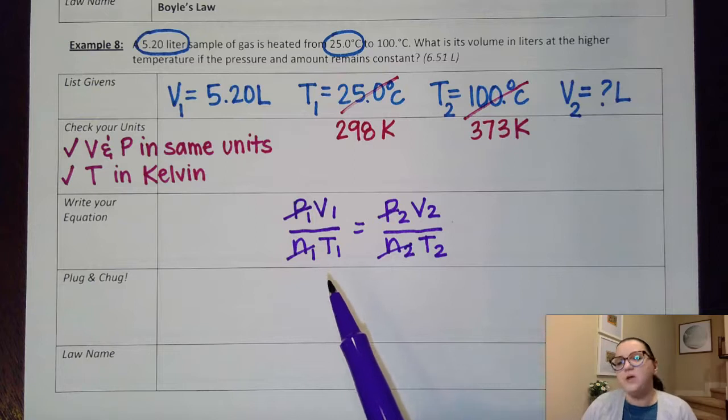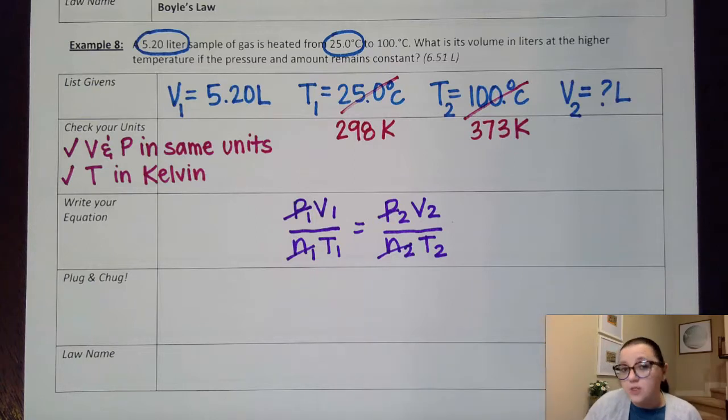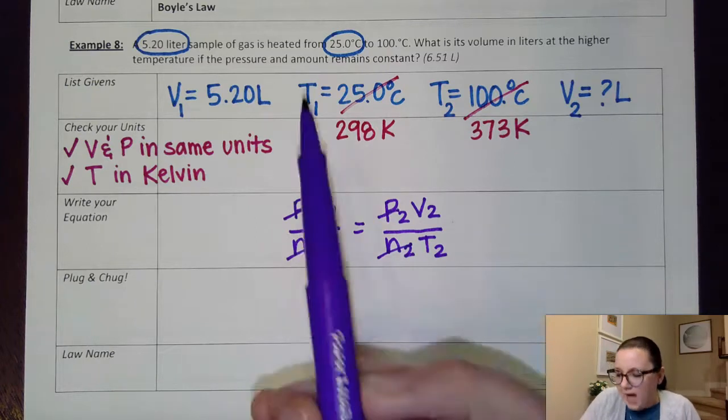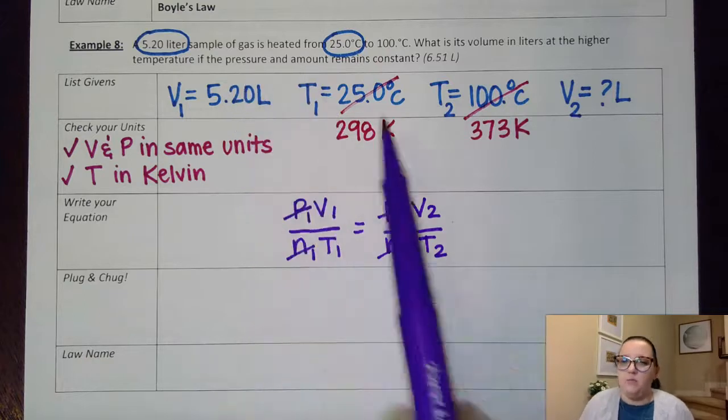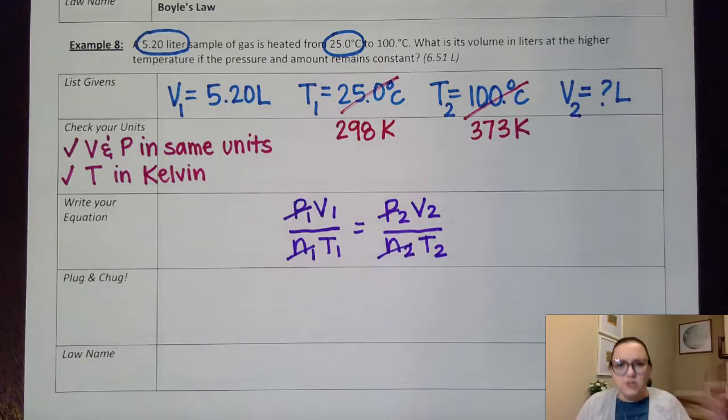By the way, if a variable is not mentioned in the problem, even if they hadn't told us that pressure and amount remained constant, if it's not mentioned, then we can assume that it does remain constant. Usually they only mention things that actually change. So if a variable wasn't mentioned, assume it stayed constant.